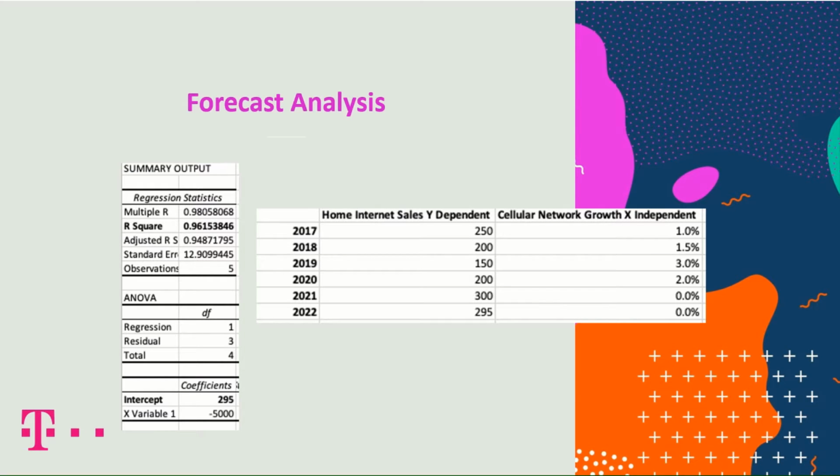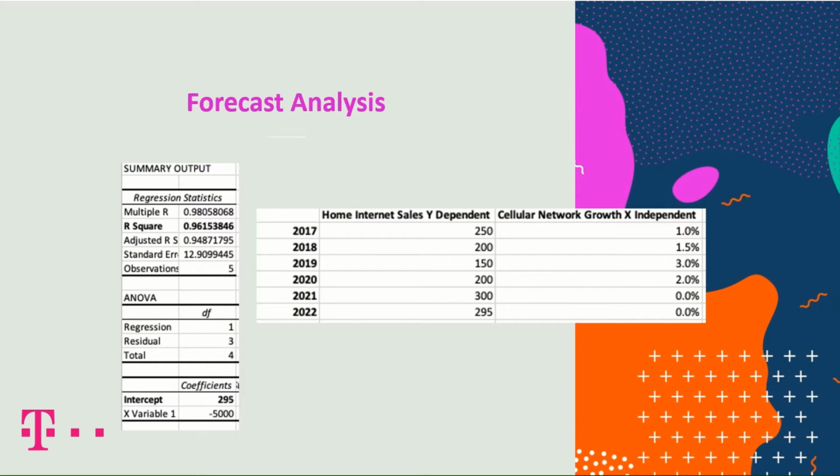The intercept shows that for 0% growth in the cellular network in 2022, T-Mobile can forecast $295 million in home internet sales based on the output from the regression. We have a negative correlation here based on the X variable of negative 50, which also states if there's a 1% growth in 2022, theoretically, there would be a decrease of about $50 million in home internet sales.